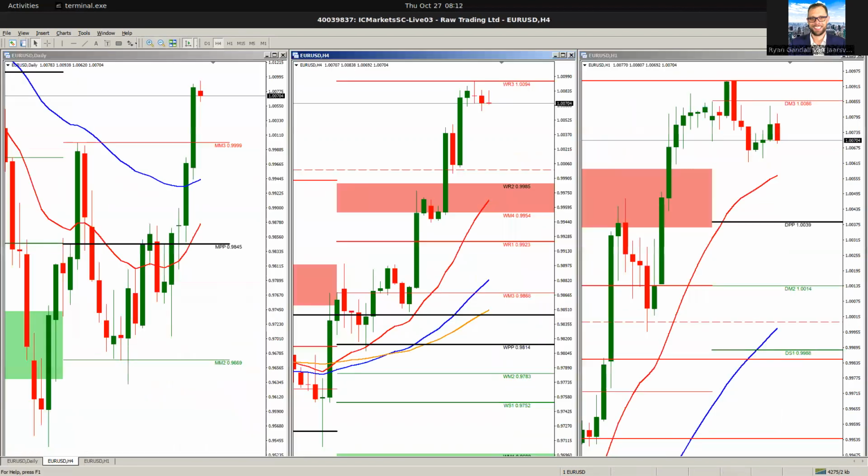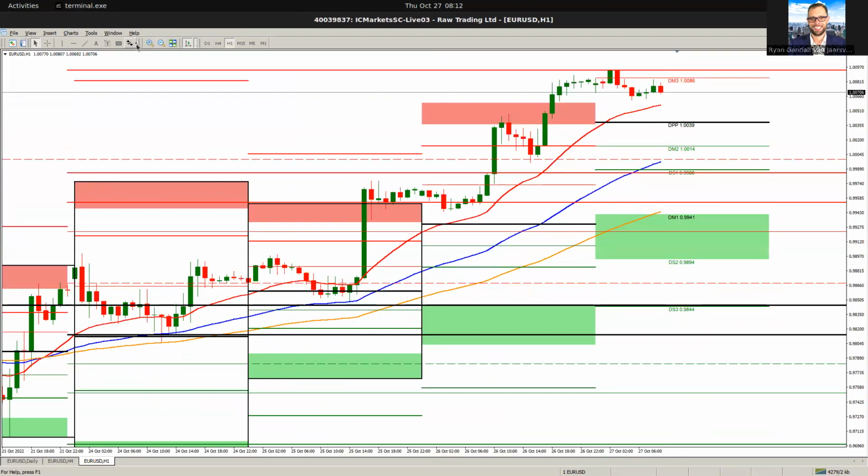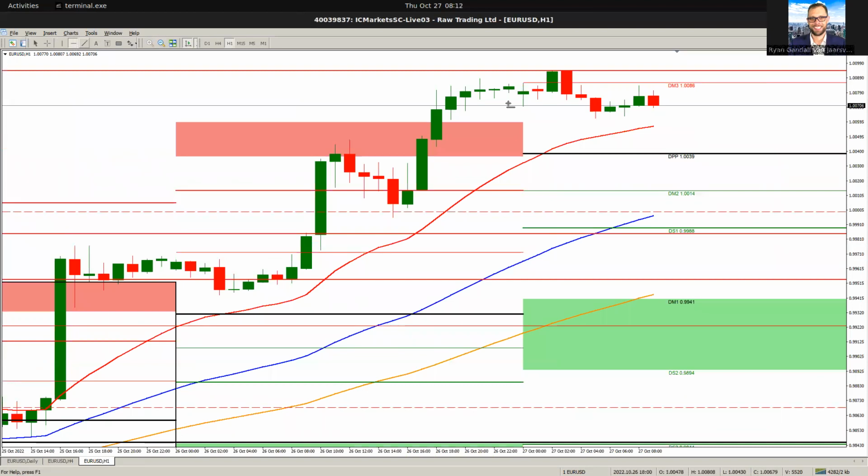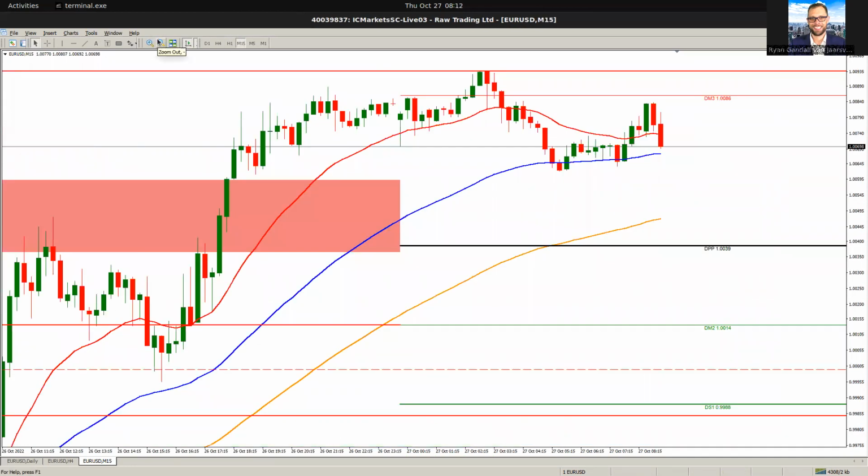Looking at the H1 chart, you can see that it's the same story. Price is currently sitting at the bottom of this range. And if you take a look at the M15 chart, you can see here you've got no lower low, lower high. Notice how price comes down to the 55. That predicts a double top. Notice how price failed to come back up and double top.